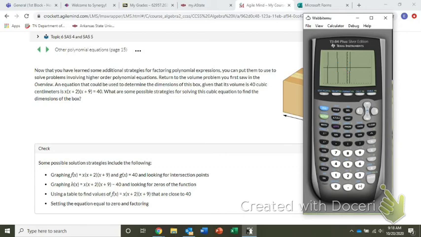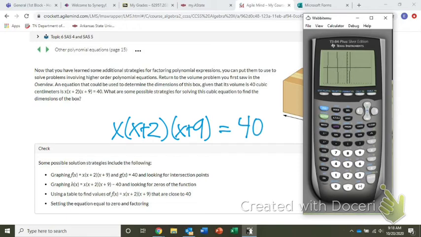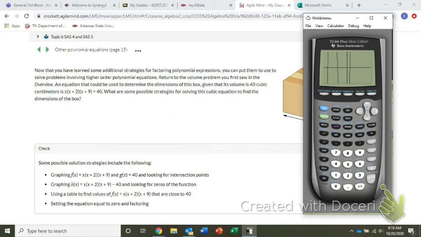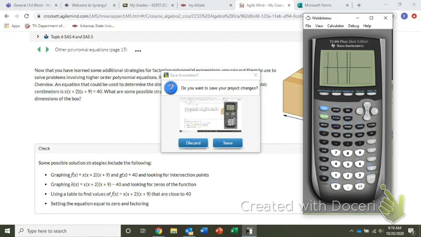Now, if I wanted to, remember, what did we talk about last week? It's best to solve equations when they're set equal to what? When they're set equal to 0, right? So I have x plus 2, and x plus 9 equals 40. Well, what can I do? What is the one step I can do to make that equal to 0? Well, I can subtract 40, and I get this right here.